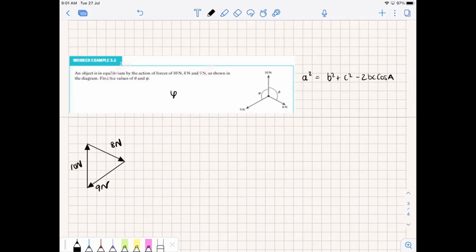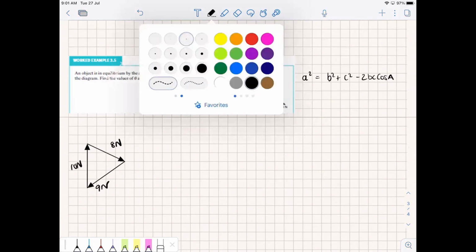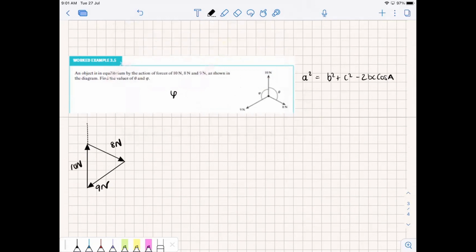In the same way that we calculated the angles for the triangle previously, we can do the same thing here by just extending these vectors. Mr. James, I think that it's delta. Delta, okay.